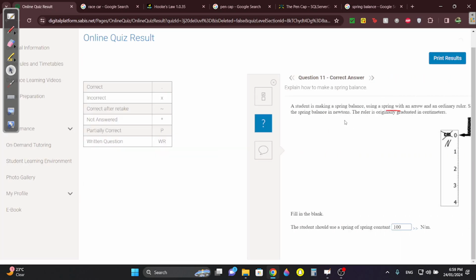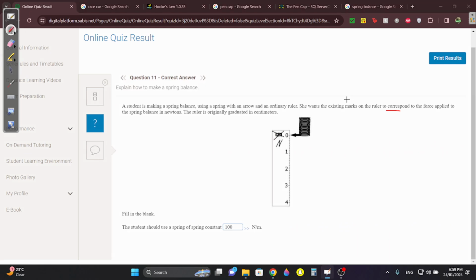Question 11. When they say correspond, it means directly the same thing. So at 0, it should be 0 newtons. At 1, it should be 1 newton. At 2, it should be 2 newtons. That's what they mean by corresponding.